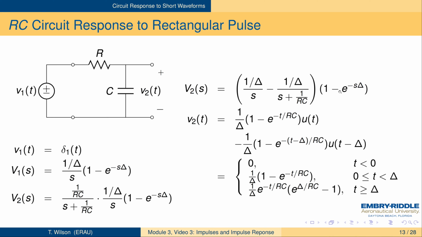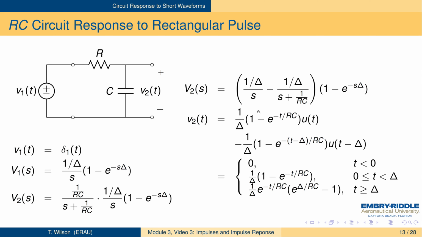And then we leave this term with the deltas, the 1 minus e to the minus s delta, on its own for a while, and we do the partial fractions on the terms just involving s plus 1 over RC and s. So we get 1 over delta over s, minus 1 over delta over s plus 1 over RC. And we recognize that as the usual step response of the RC circuit, because we built this waveform out of a step, and then we had a delayed step.